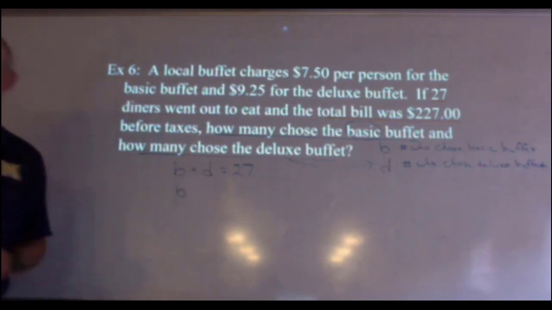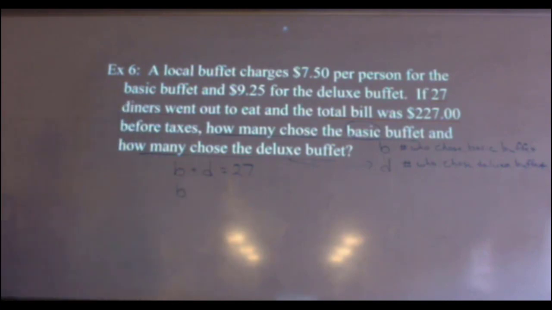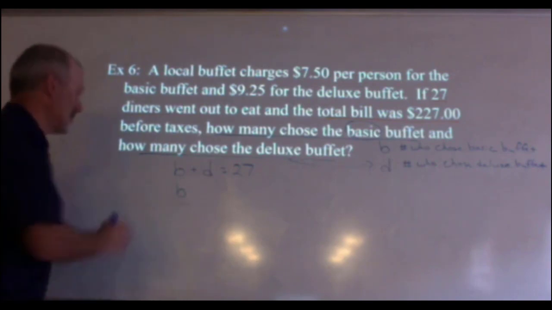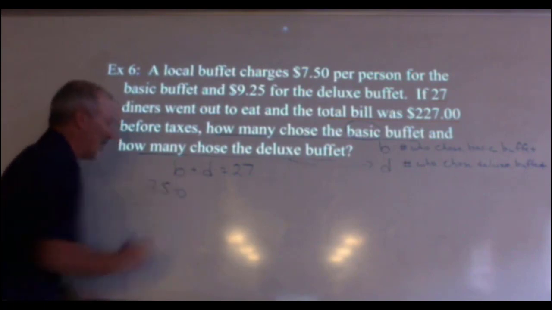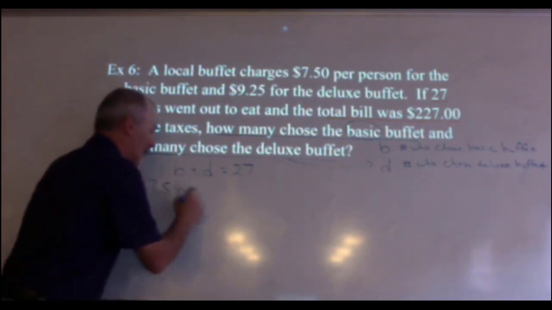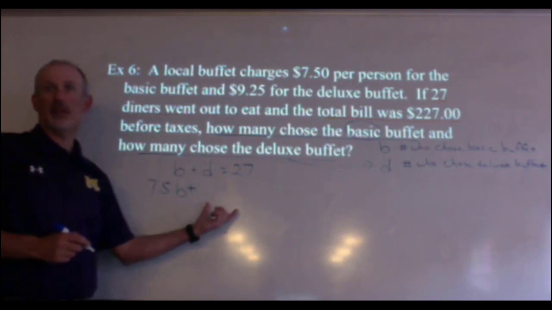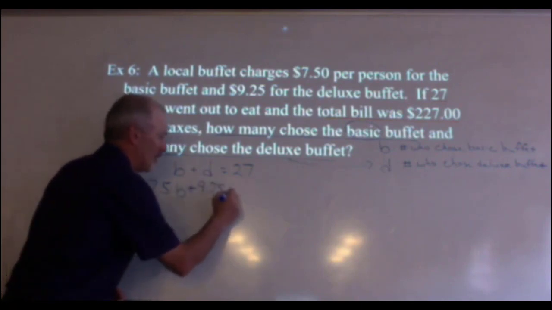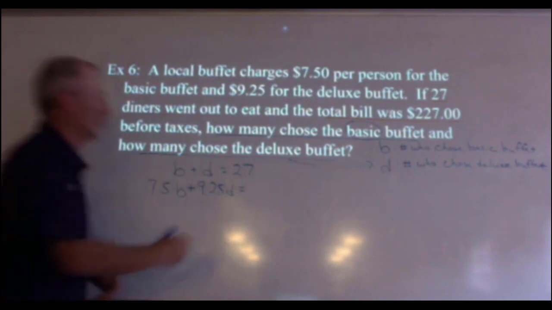If B number of people got the basic buffet, how would we figure out how much money they spent? How much do you have to pay for each person who got the basic buffet? $7.50. So does it make sense? It's the price, $7.50 times the number of people who got that. And very similarly, what do I have to pay for the people who got the deluxe buffet? $9.25 times D, right? And that total is $227.